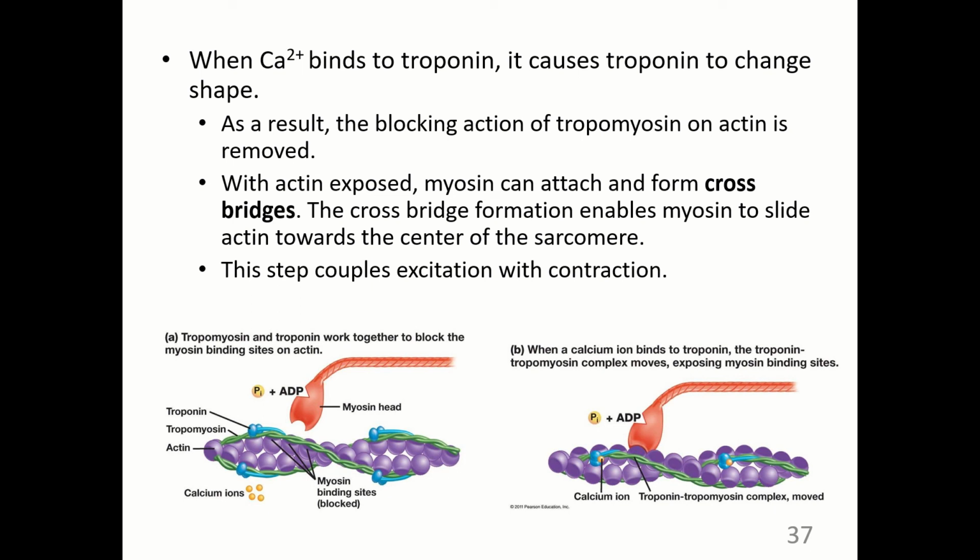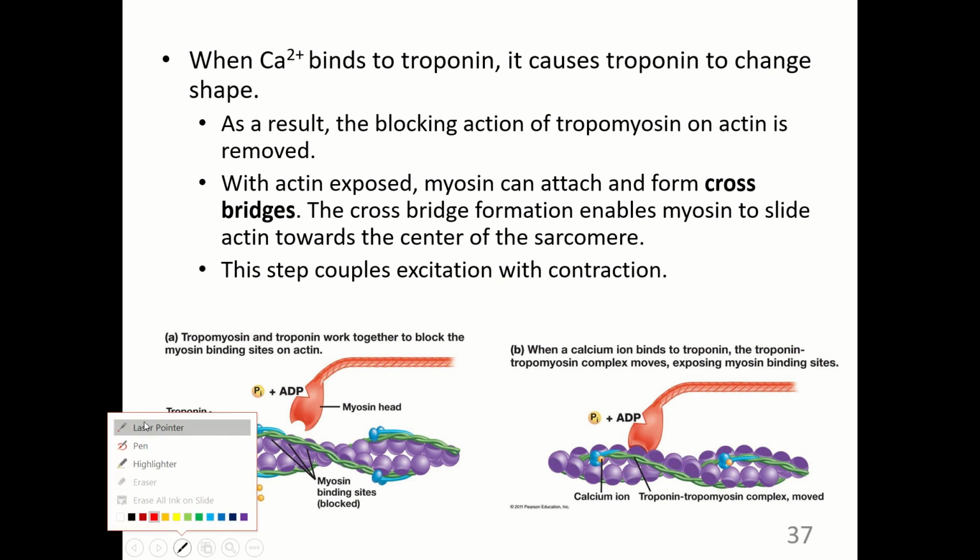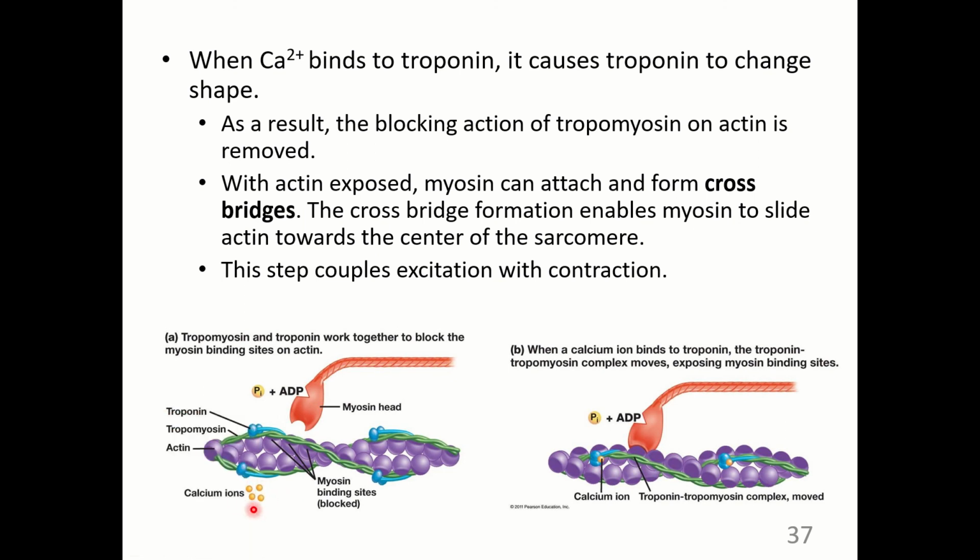The cross bridge formation enables myosin to slide actin towards the center of the sarcomere. This step couples excitation via the motor neuron at the neuromuscular junction with the contraction of the sarcomere through the sliding of the myofilaments. So this illustration shows the calcium ions that come in and will bind to troponin.